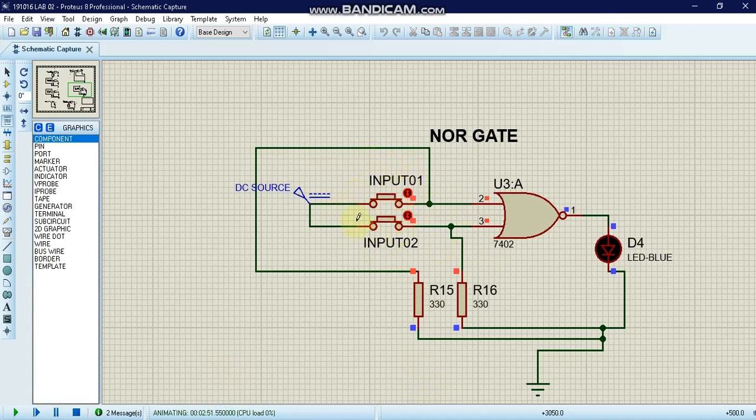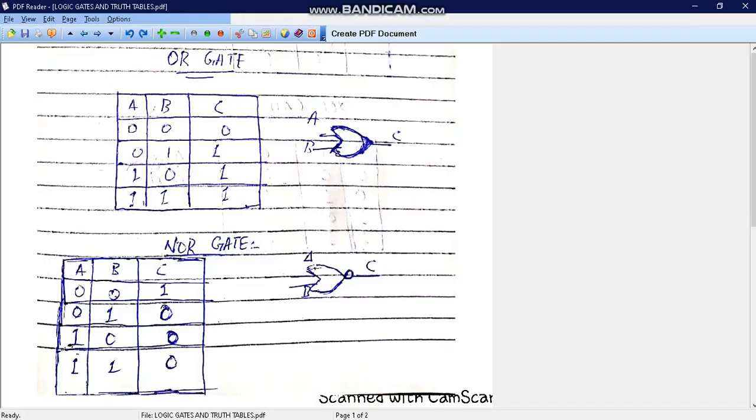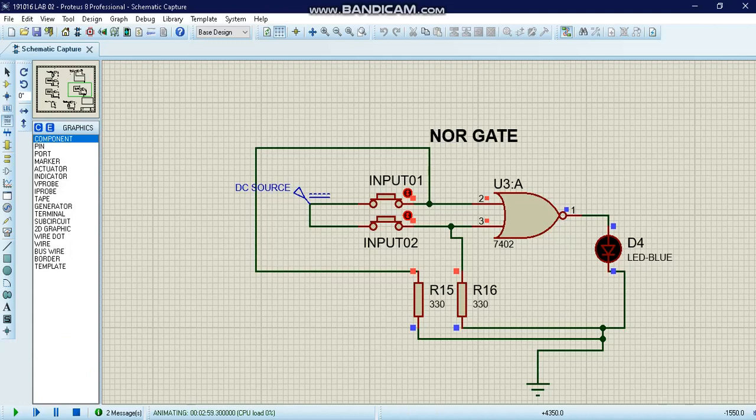As you can see, both of our inputs are high, that is we gave input 1 and input 2 the value 1, so our LED is off, as we can see here in the truth table. It is the opposite of OR gate, that's why.